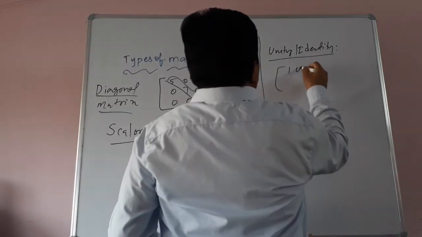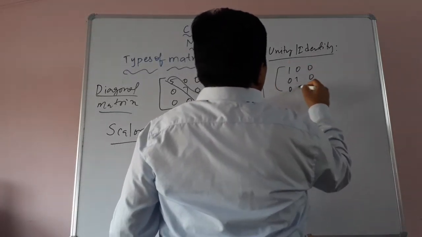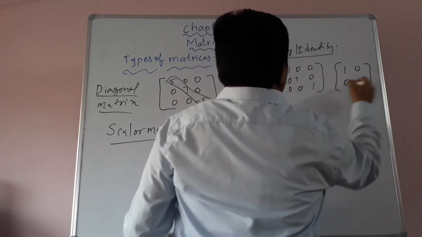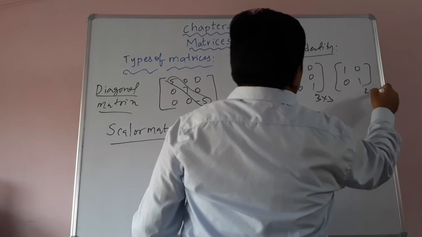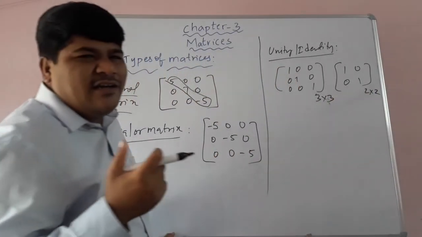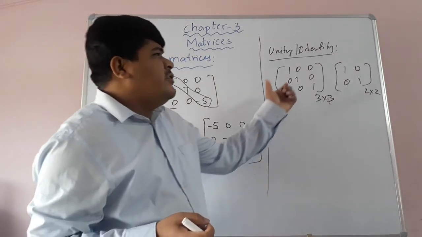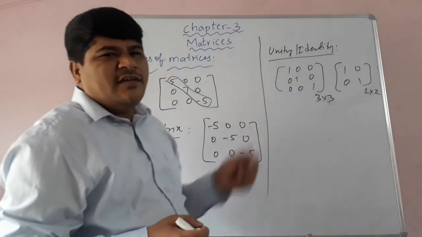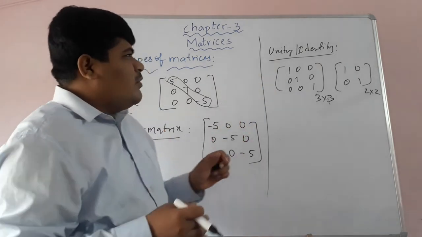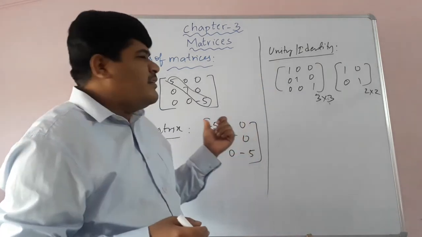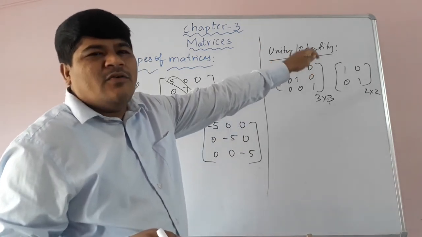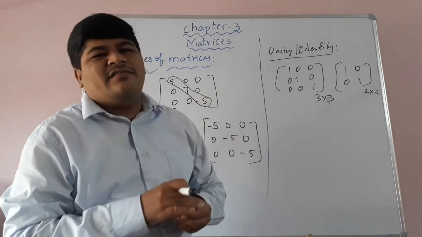See, 1 0 0, 0 1 0, 0 0 1, or 1 0, 0 1. This is a 3 by 3 identity matrix. This is a 2 by 2 identity matrix, children. In a scalar matrix, if all the diagonal elements are 1, then that is said to be a unity or identity matrix. So the unity or identity matrix is a scalar matrix. But all scalar matrices may not be unity matrices. The unity matrix is a type of scalar matrix, children.